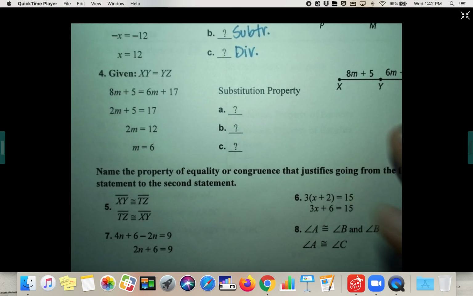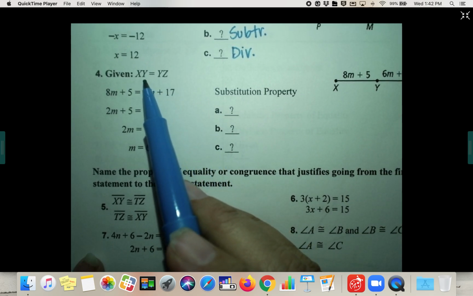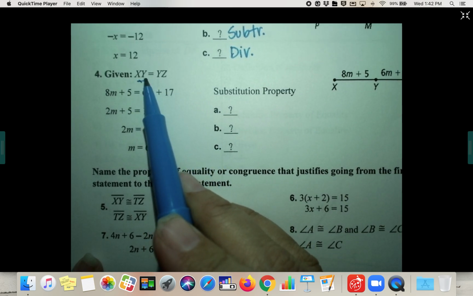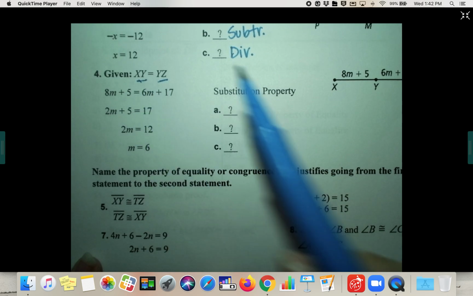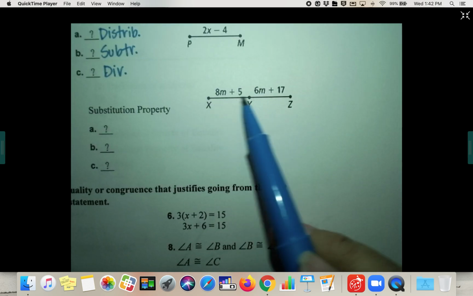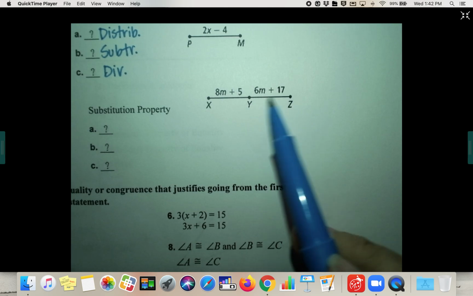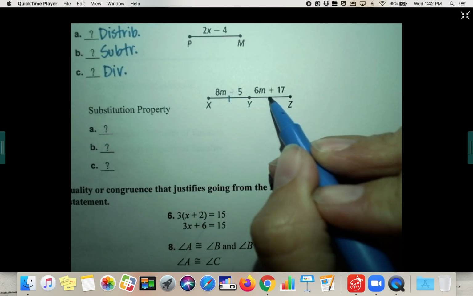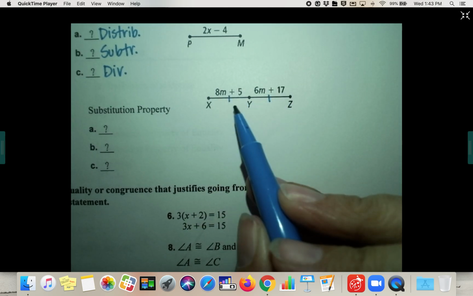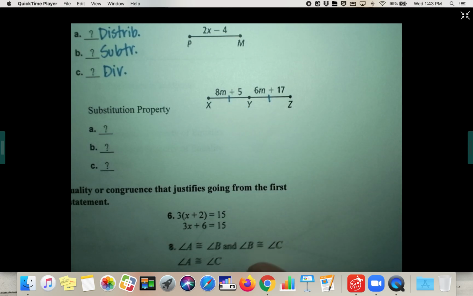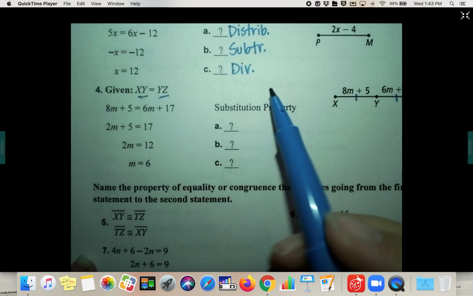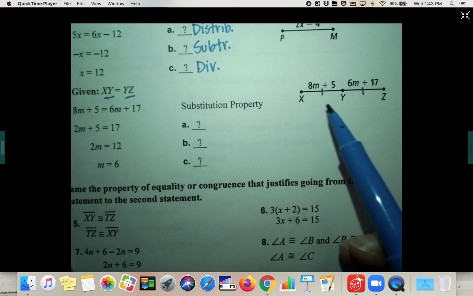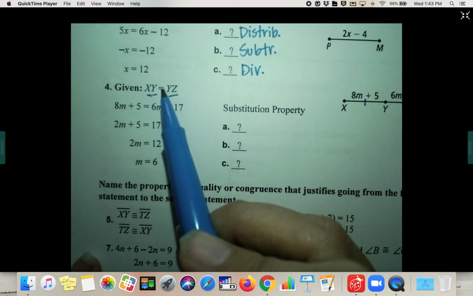All right, in number 4, they have given to us that XY equals exactly YZ. So this side is exactly the same length as this side. I would go ahead and mark it up with those little hash marks. That's just to remind you that that side is equal to that side. Okay, and then they substituted it. So 8m plus 5 equals 6m plus 17.